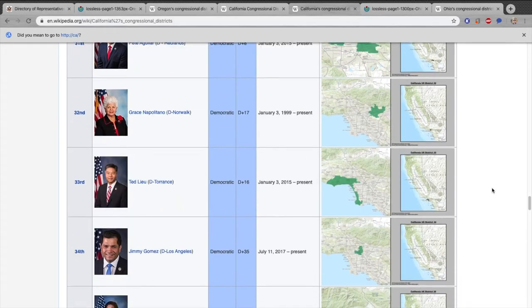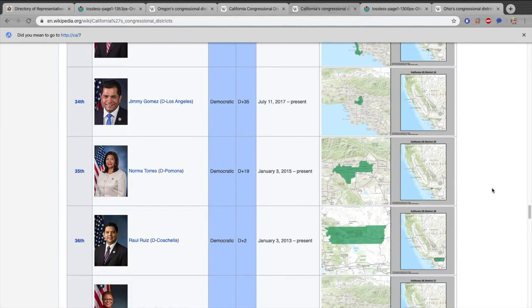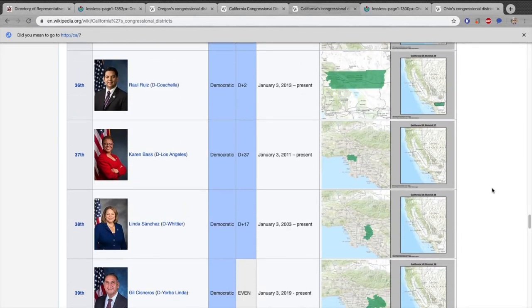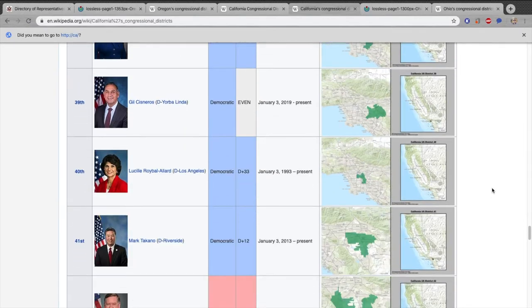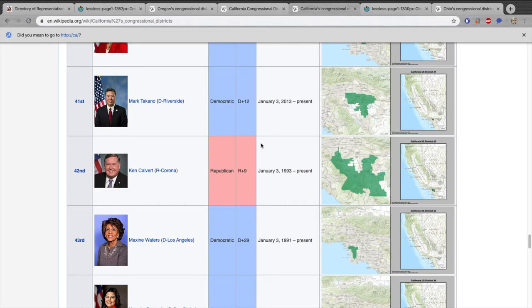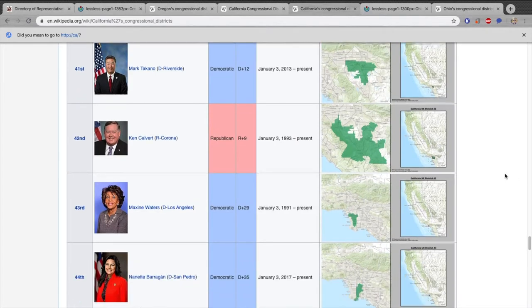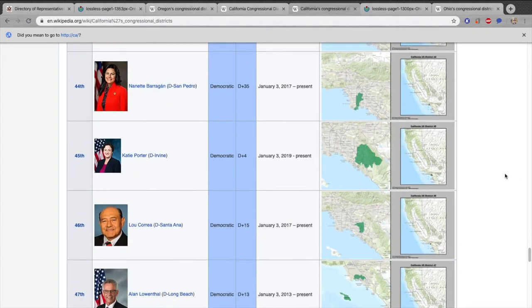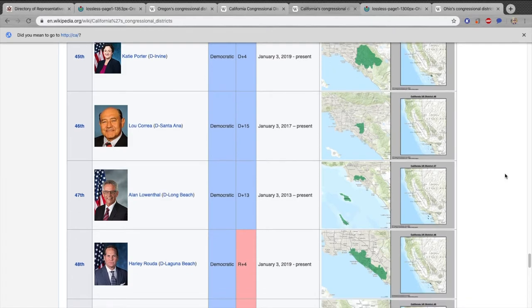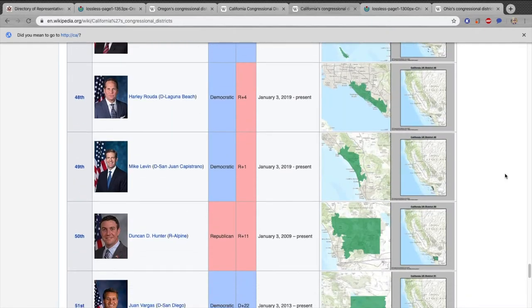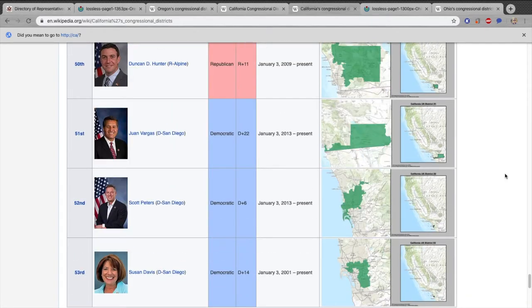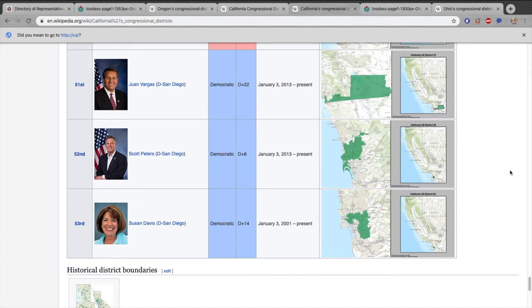Here we're in Southern California. This is Los Angeles. Look at all the blue, all from Los Angeles. There's one little red spot southeast of Los Angeles. There's gonna be one more red spot. There it is, Duncan Hunter. He's the last red spot. So there's all 53 of California's representatives.